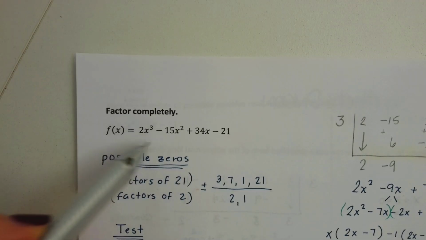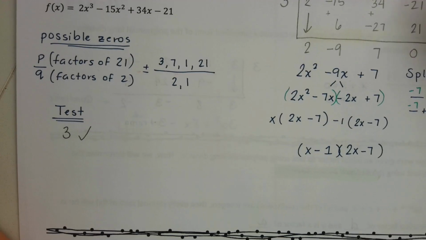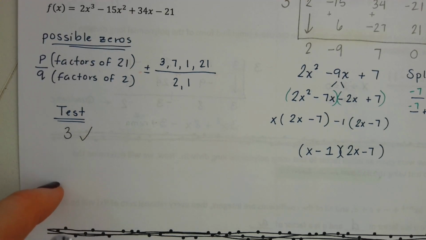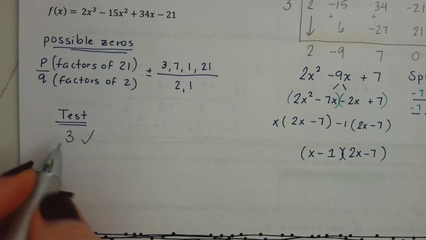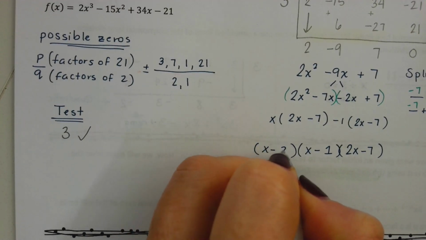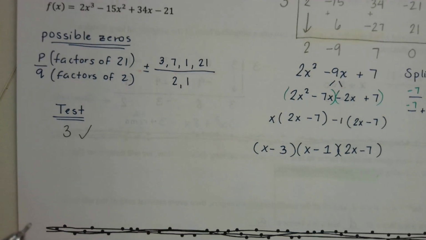If this was a cubic, where's my last factor? It's from that 3. What factor would make an answer of 3? X minus 3. All right. The factor that would make this answer would be x minus 3. There they are, all 3 of them.